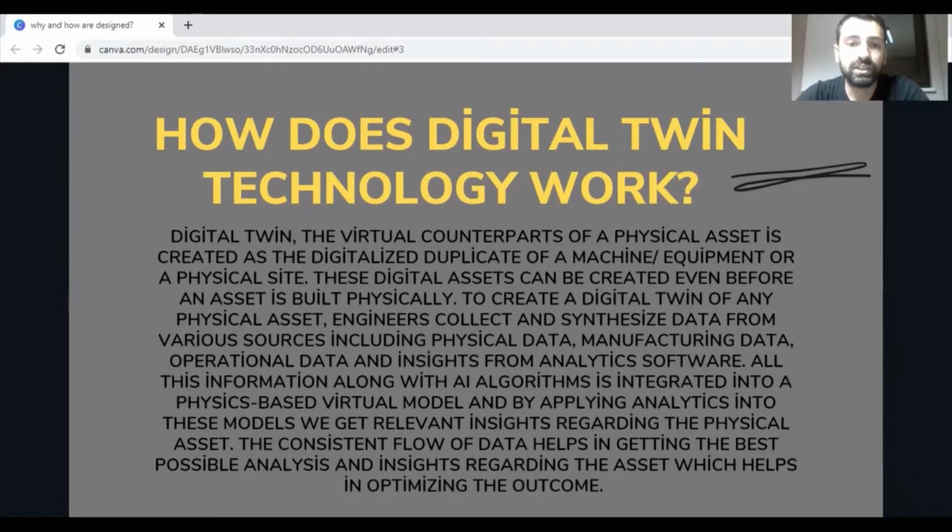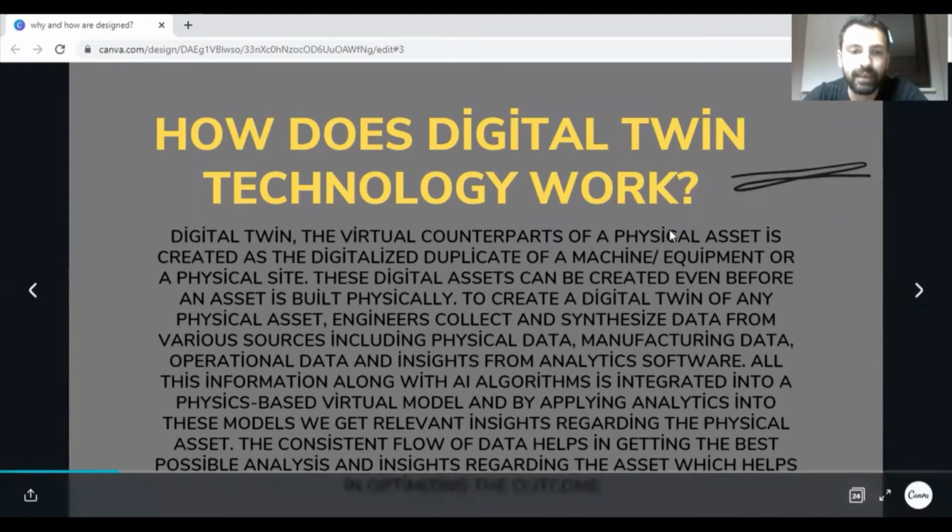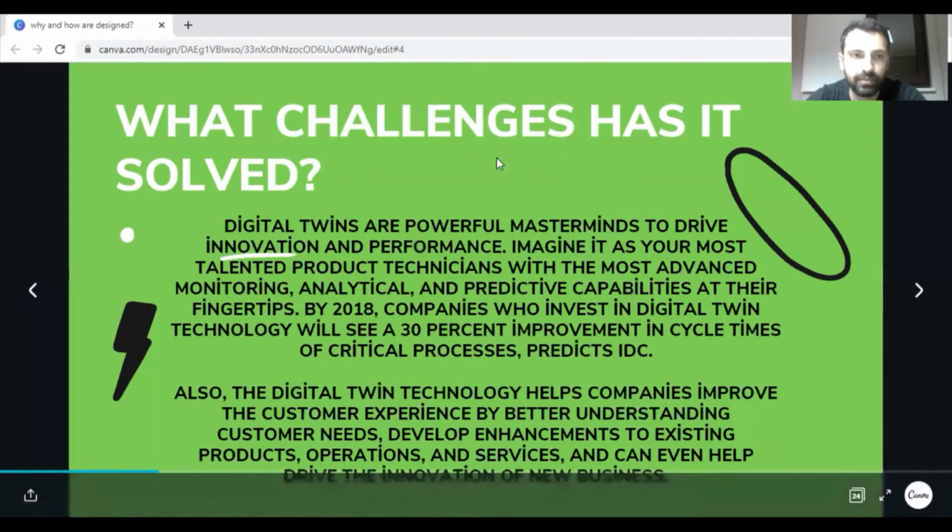All this information, along with algorithms, is integrated into a physics-based virtual model, and by applying analytics to these models, we get relevant insights regarding the physical assets. The consistent flow of data helps in getting the best possible analysis and insights regarding the assets, which helps in optimizing the outcome. And what challenges has it solved?